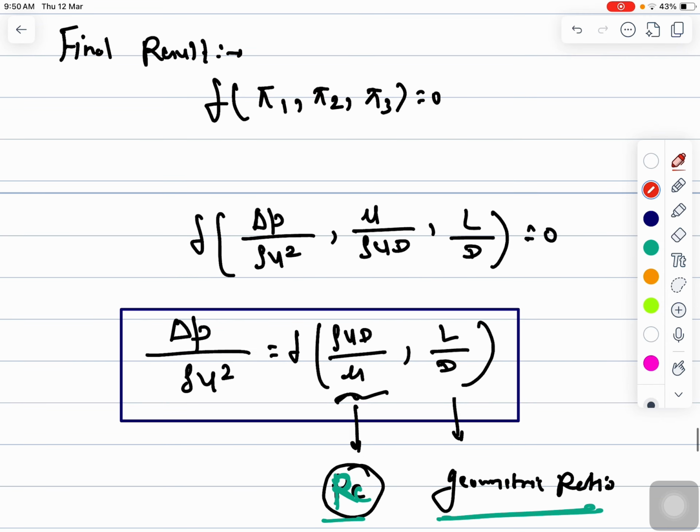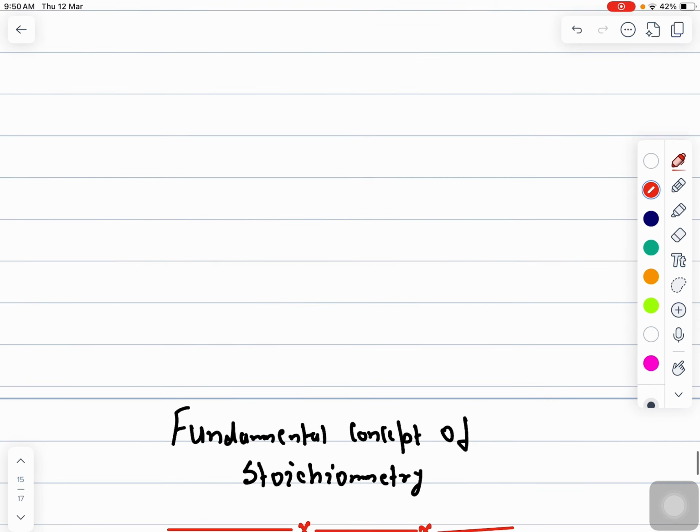I hope this is fine, but my only request would be that if you are able to solve at least 5 to 10 questions on the Buckingham pi theorem, it will strengthen your concept. So it is better to solve some questions, so that if any question comes in your exam, it will be easy for you to solve.